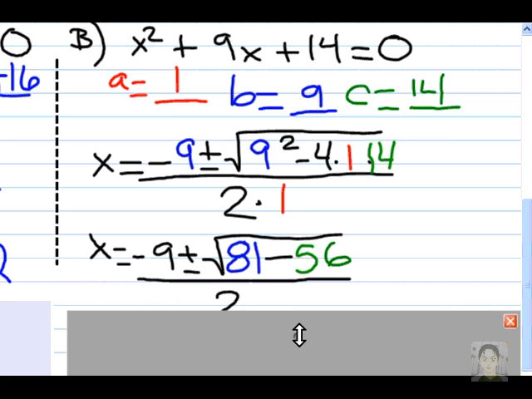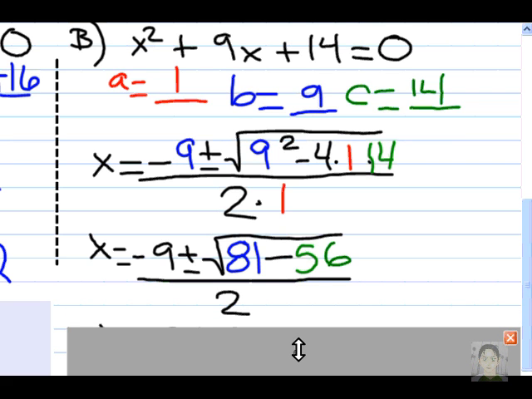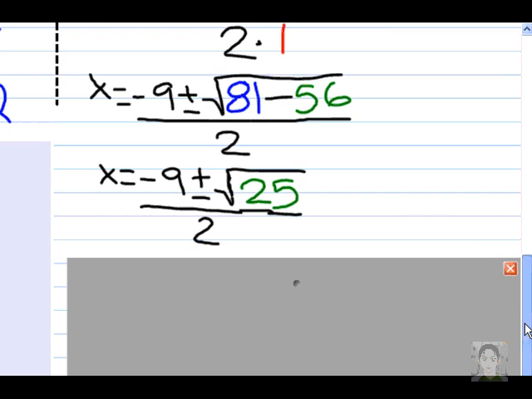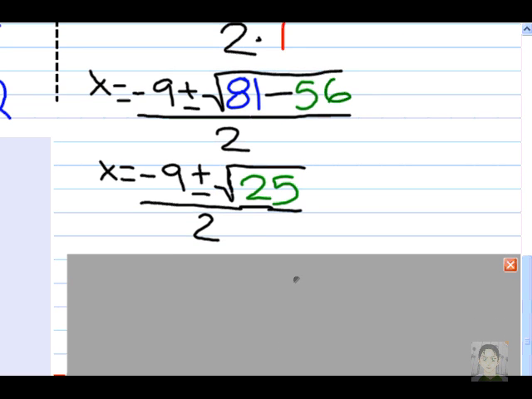As said earlier, we're going to multiply 4 times 1 times 14, and 4 times 1 times 14 is 56. 9 squared is a positive 81, and we also multiplied the bottom part, 2 times 1, that's 2. Next we subtract 81 minus 56, and that should give you 25.